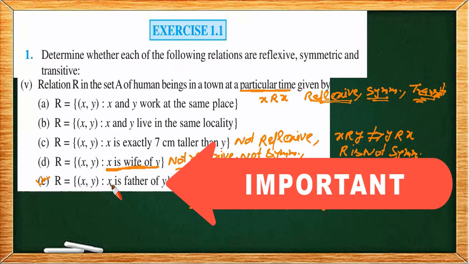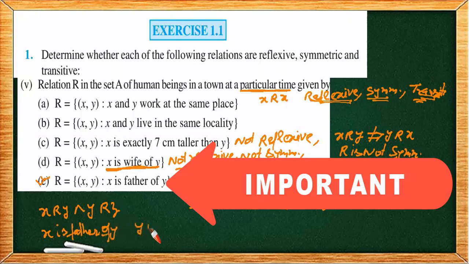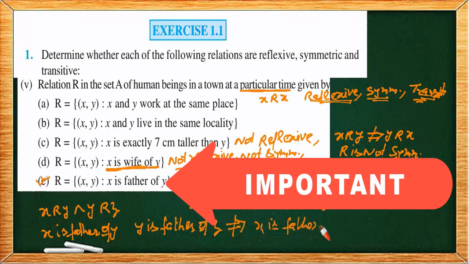And here also, if X is related to Y and Y is related to Z, then X is father of Y, and Y is father of Z. Then it does not imply X is father of Z. X will be grandfather of Z. So this relation is not transitive. In this way you can convince yourself.